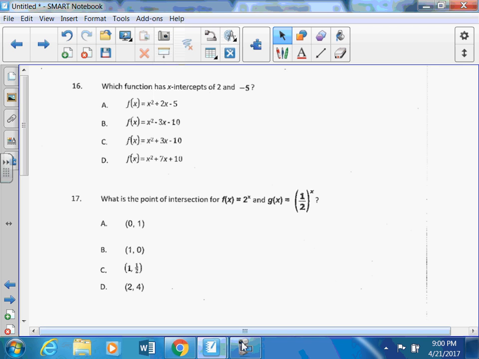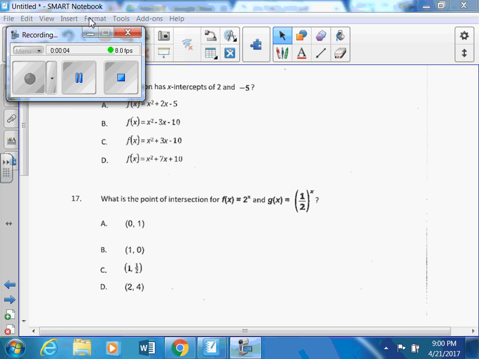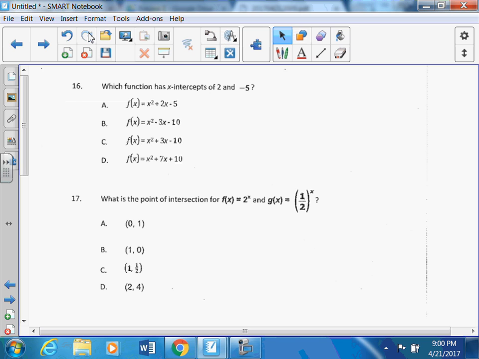Okay, 16, we're dealing with a quadratic function. Which function has x-intercepts of 2 and -5? That doesn't necessarily mean you're going to plug in 2 or -5 into the function. We've got to figure out, the x-intercept is where it crosses the x-axis. And whenever it crosses the x-axis, the y-coordinate is 0.